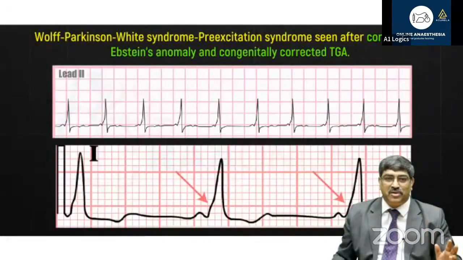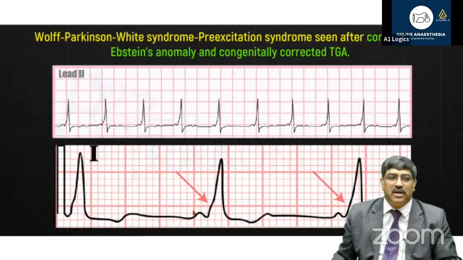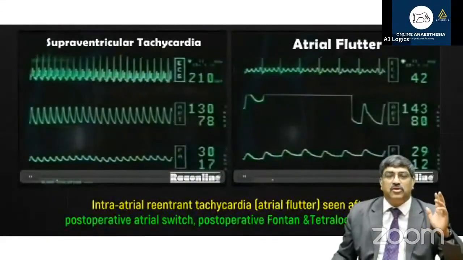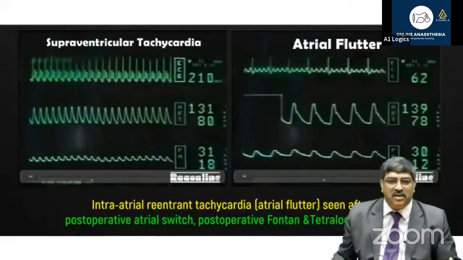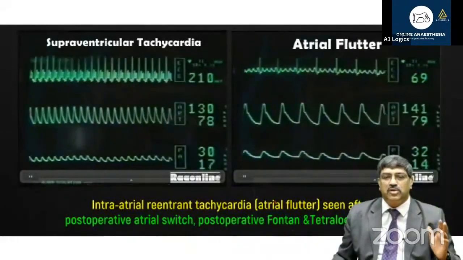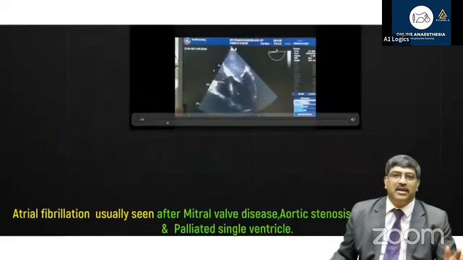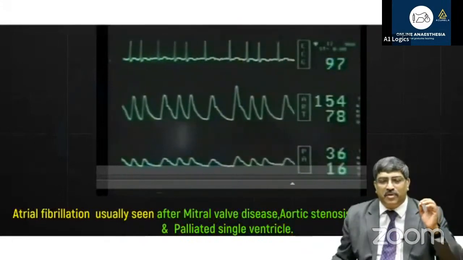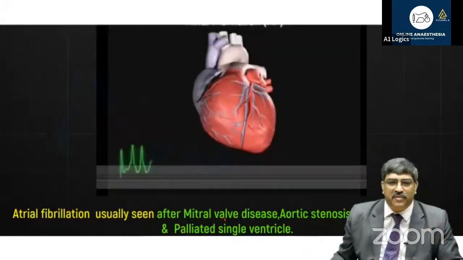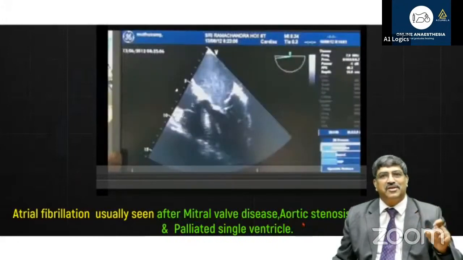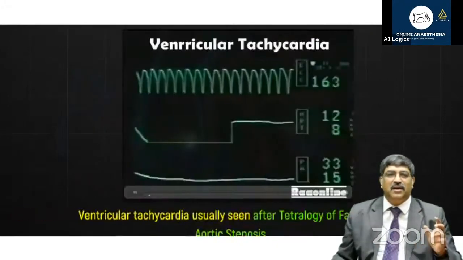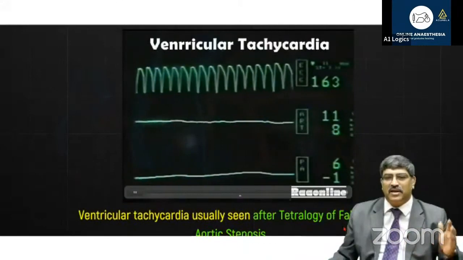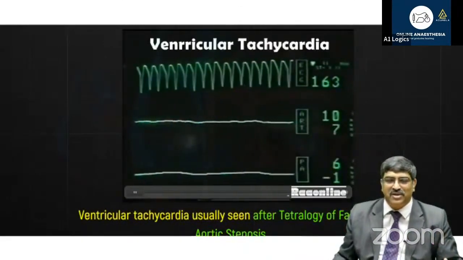And WPW syndrome or a pre-excitation syndrome usually happens with Ebstein's anomaly and congenitally corrected transposition of great arteries. And supraventricular tachycardia, SVT and atrial flutter are seen with postoperative atrial switch, postoperative Fontan and tetralogy of Fallot. Atrial fibrillation, here you can see a slow atrial fibrillation and atrial smoke. The atrium is fibrillating. This type of atrial fibrillation, which is the most common rhythm, is seen with mitral valve disease, aortic stenosis, tetralogy of Fallot and palliated single ventricle. And VTAC is usually seen after surgery on the right ventricular outflow tract and the left ventricular outflow tract. So, seen with tetralogy of Fallot and aortic stenosis.